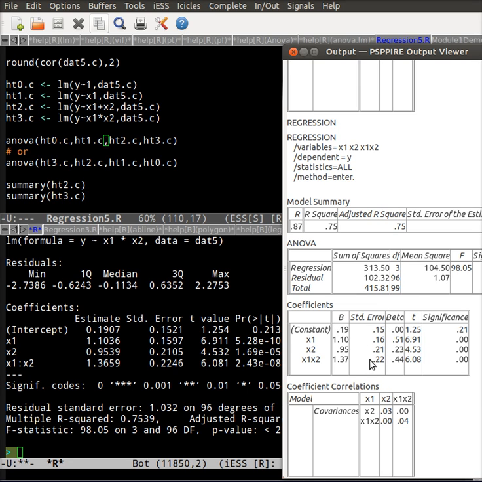This is all fine and good. The difference is that in SPSS and in PSPP, they give you the beta coefficients as well as the B's. Remember, in R, we can calculate this if we scale all our variables.